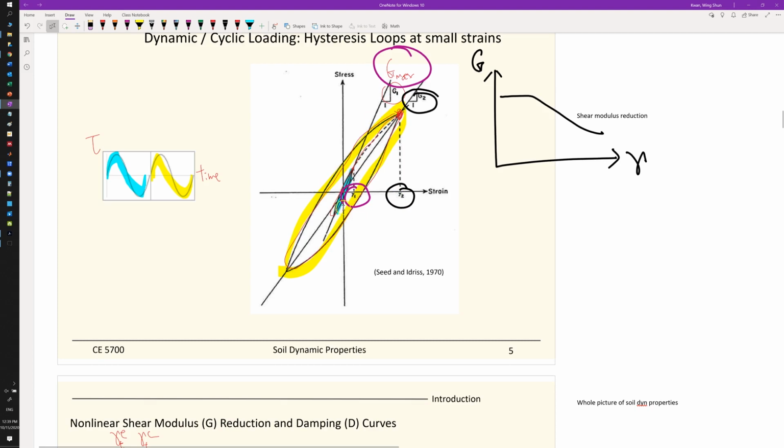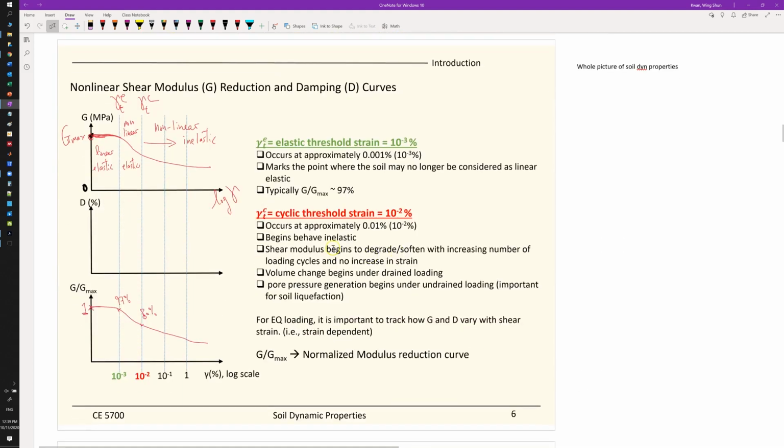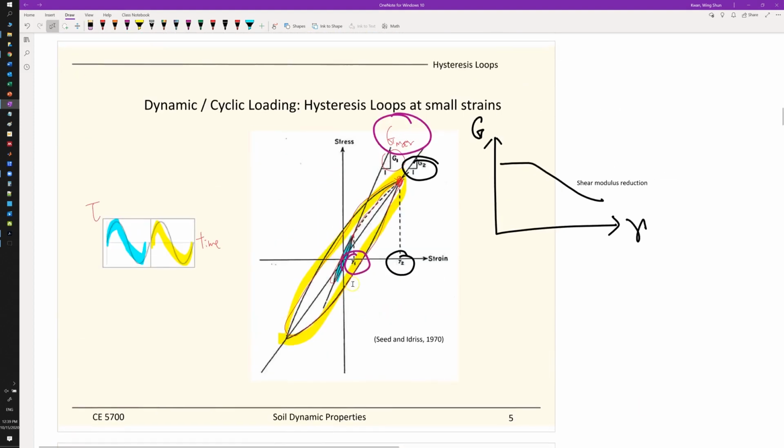You have a corresponding area of the loops, which gives you a graph to tell you how the modulus and the damping look like. So what you do is, for each corresponding strain level, you calculate the area of the loop, then you get one data point. So one loop gives you one damping ratio, two loops give you two damping ratios, and so forth.